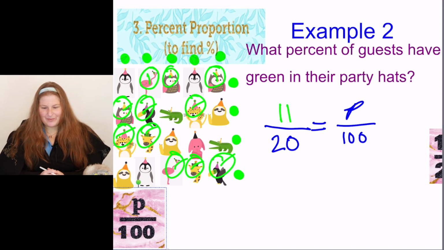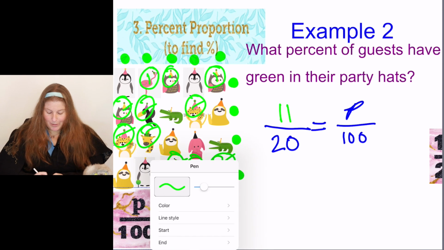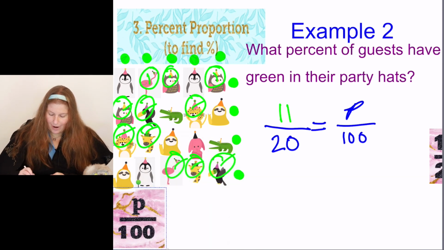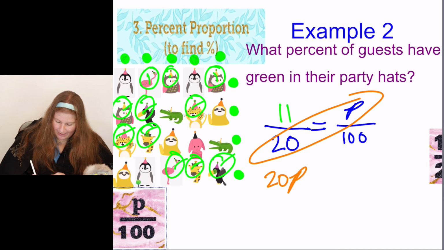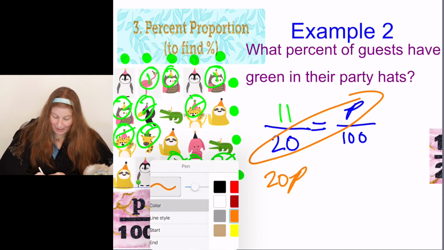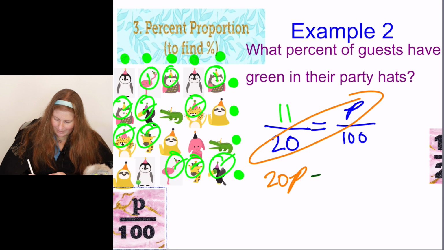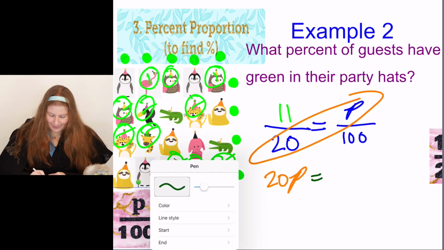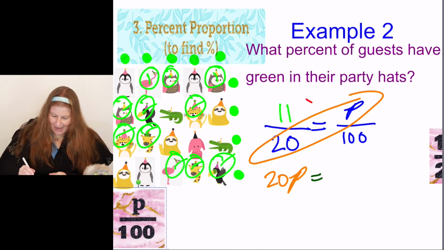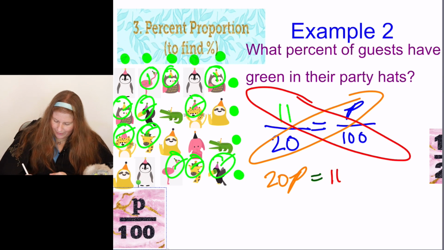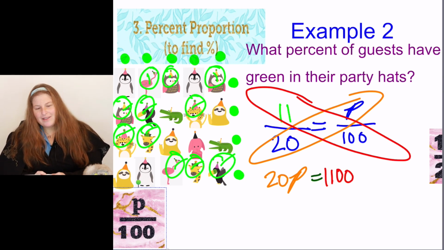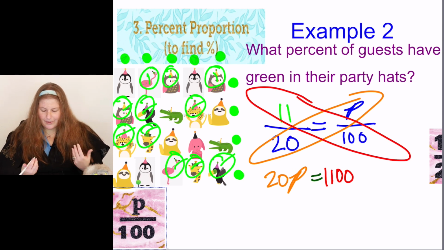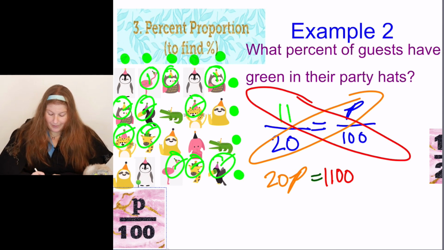That was step 1. For step 2, I hope you did a great job on your own of cross multiplying this to get 20 times p on one side, or 20p, and to get 11 times 100, or 1100, on the other side. In the last example, I used a calculator. For this one, I think I can use mental math. Let's try that, shall we?